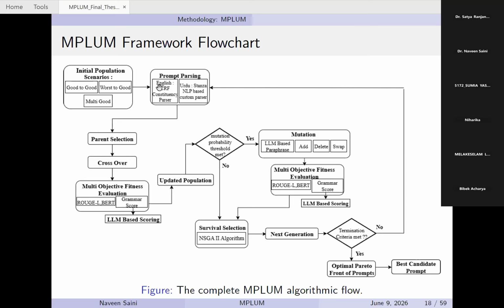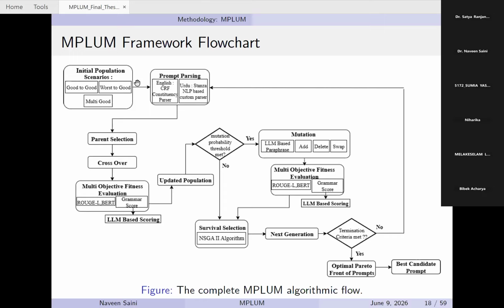In the next phase, we do prompt parsing. The framework we have developed works on two languages. One is English, and the other is Urdu, which is a morphologically complex language. So we are doing the parsing. Parsing means dividing the prompt into different chunks, so that we can perform mutation, crossover and deletion easily. I will show some examples in the next slide.